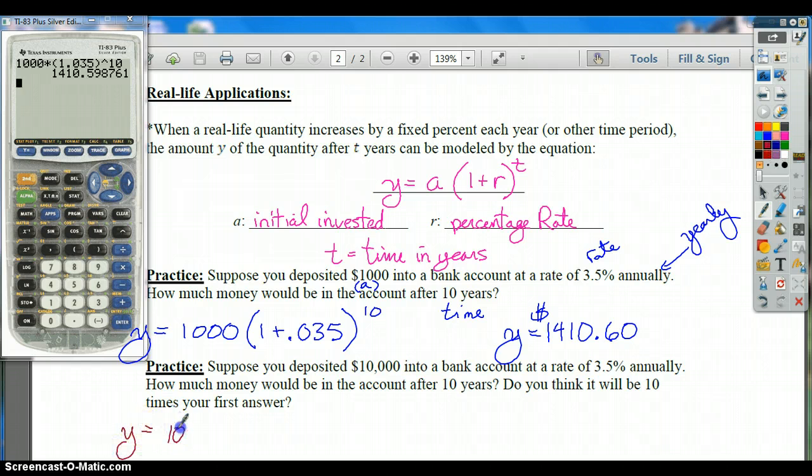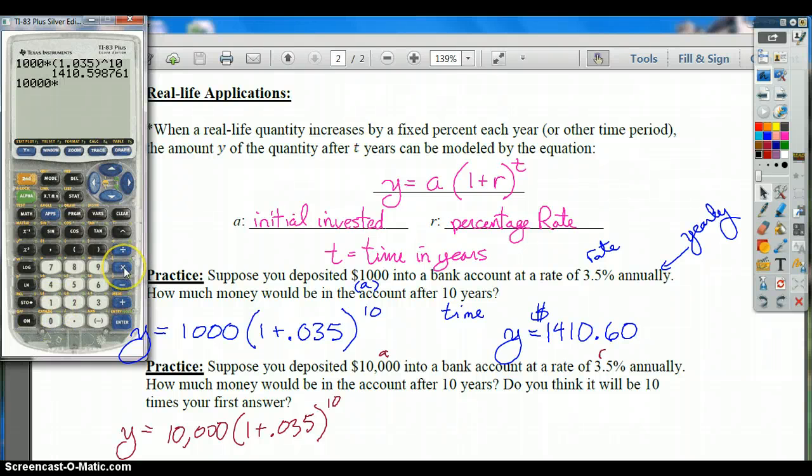So we're going to do 10,000. That's how much we're investing. So this is A. Our rate of 0.035, excuse me. And again, we're going for 10 years. So this time around, let's try punching this guy. Okay, so it's not 1,000, but 10,000. So we have 10,000 times 1.035 to the 10th power because we're going 10 years.